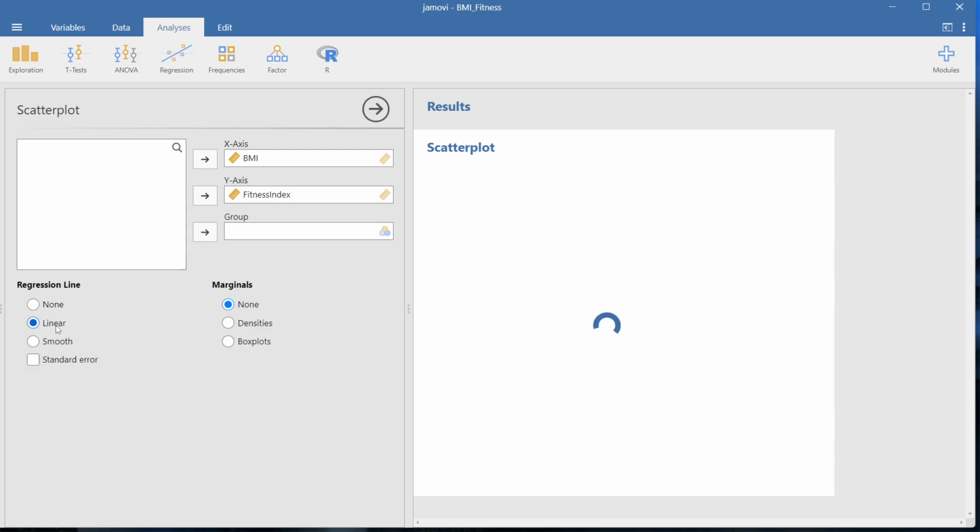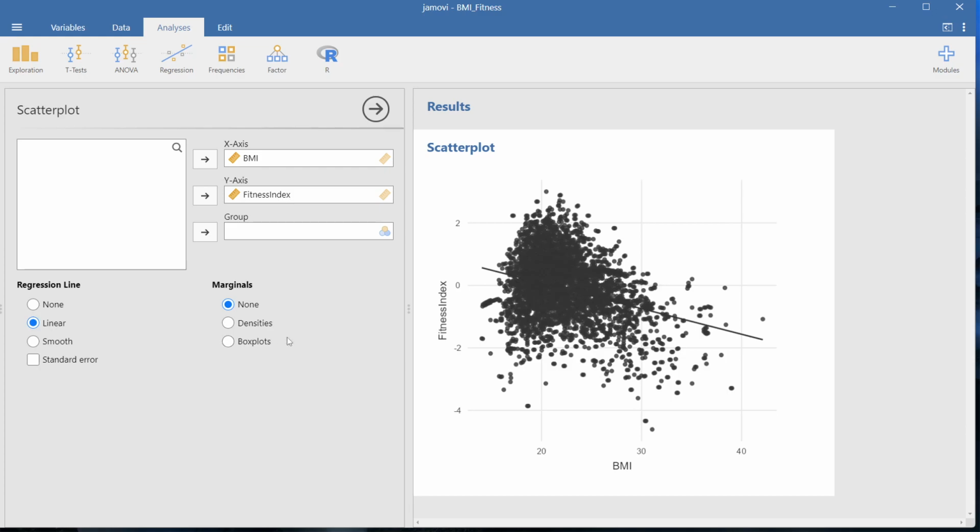We can add a regression line to this, and the standard error too. I don't know if the standard error is helpful because the regression line is trying to predict the average fitness for each level of BMI. It doesn't necessarily predict it well for all people. And we can see here that the relationship is not strong at all. On average, it is telling us that for every increase in BMI, there is a decrease in fitness, but this is not a strong relationship. And to me, it looks like there's a bit of a curve in here too.